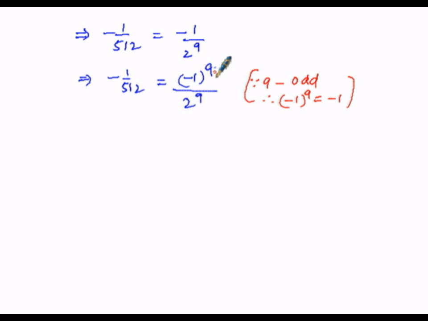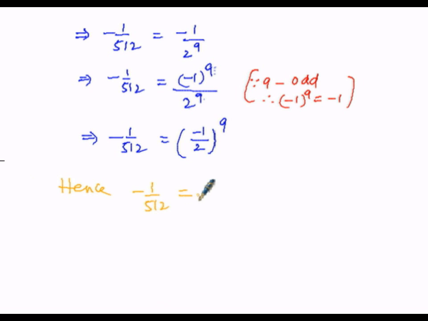That implies minus 1 by 512 is equal to, for both the numerator and the denominator, an exponent of 9. I can write it as minus 1 divided by 2, and overall the exponent is 9, so whole to the power of 9. In this manner, minus 1 by 512 can be expressed as minus 1 by 2 whole to the power of 9. This is the exponential notation for minus 1 by 512.